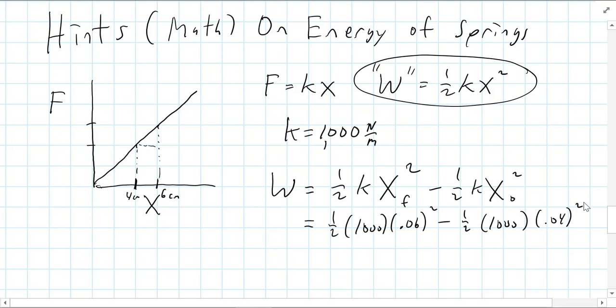If you did this, I'm going to calculate this real quick. This would be 1.8 minus 0.8. This would be exactly 1 joule. So your answer here would be 1, okay? That would be the area of this whole thing, okay?